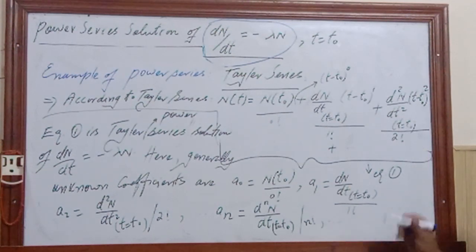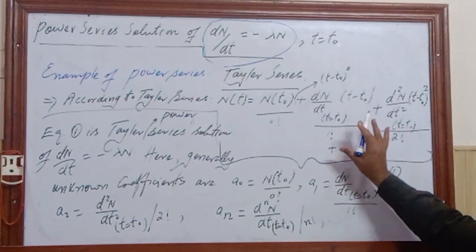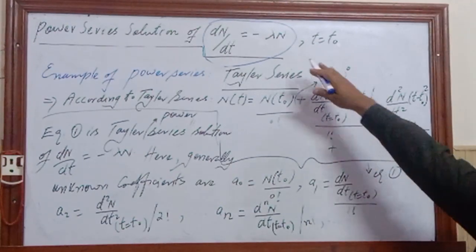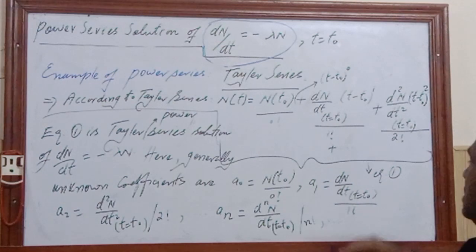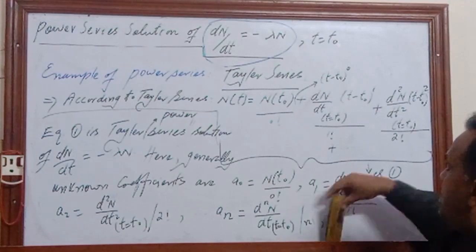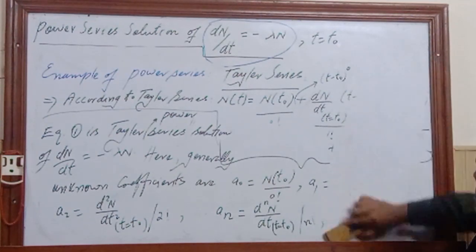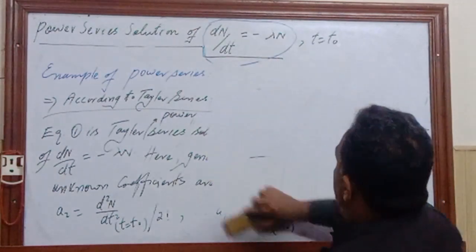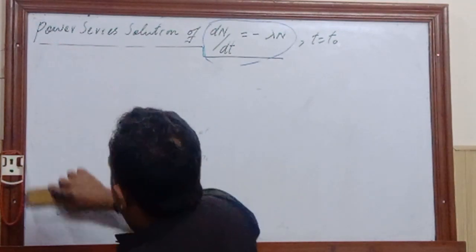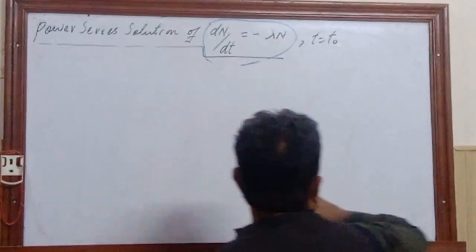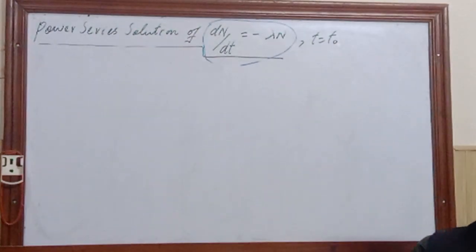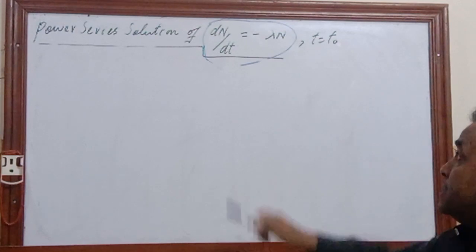Okay, now from here we move further on. So this equation 1 actually is a power series solution, according to the Taylor concept of the power series of this differential equation, and this is an infinite power series. Now here we will make an approximation to the Taylor series solution of this differential equation.